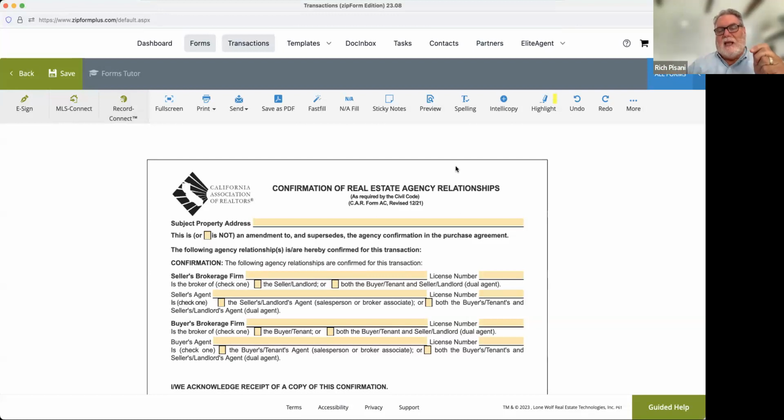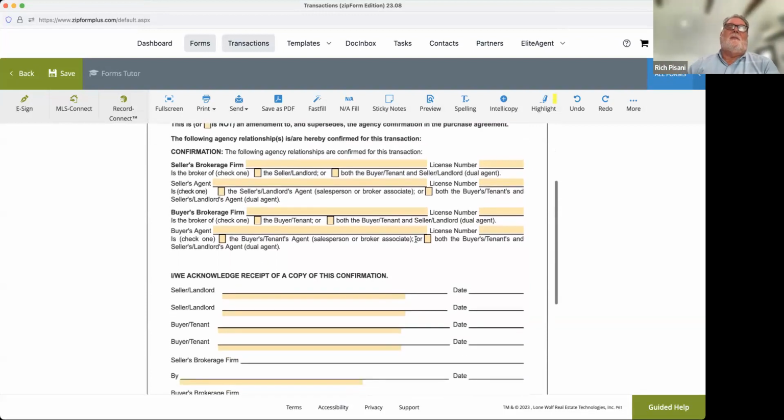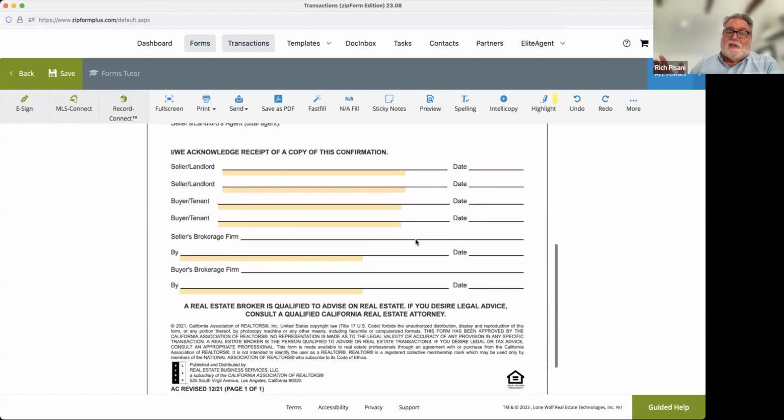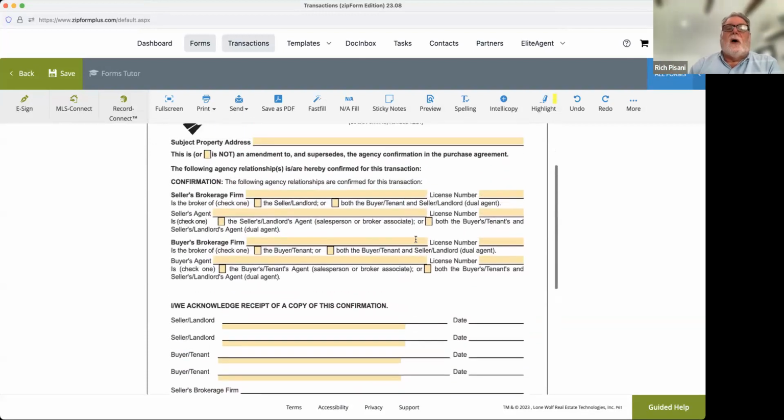First the brokerage, then the agent's name. So if you put it's for both the buyer and the seller, or landlord and tenant, whatever you put in the top part, it's going to automatically populate in the bottom part. Then everybody just needs to sign it. This is only used if it's not done correctly in the RPA. That is the only time you would ever use this. But if you do it wrong, you do have to do it correctly because it's required by state statute.